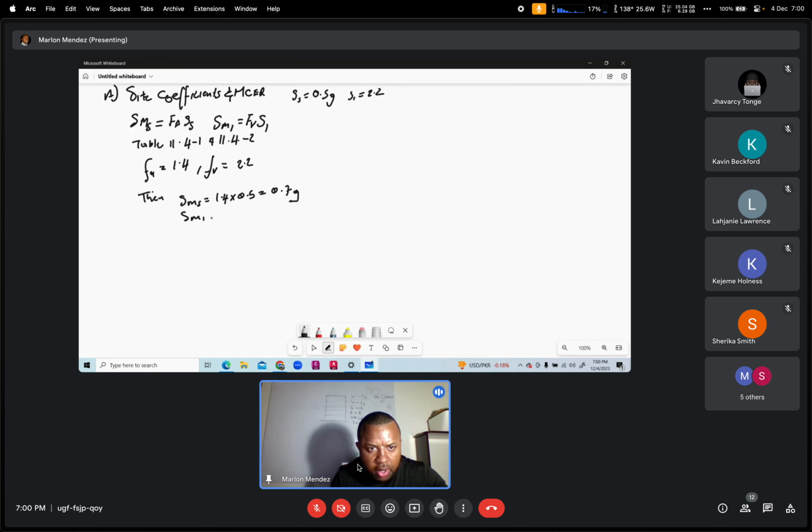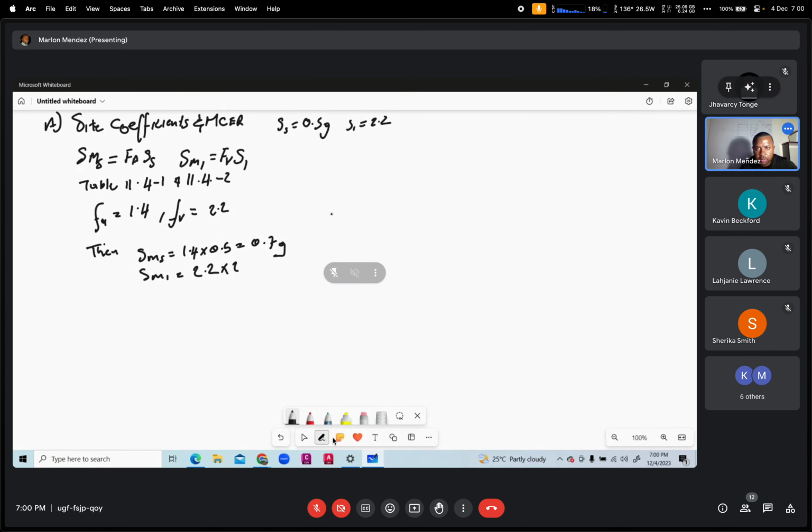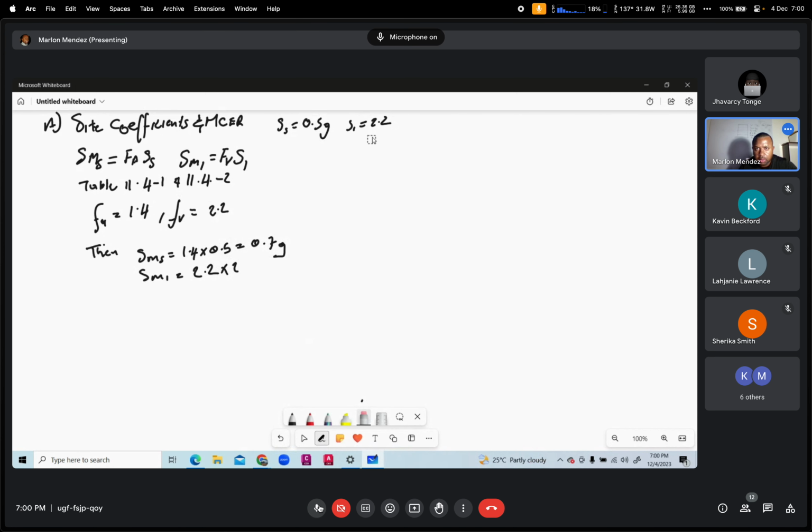And SM1 is equal to 2.2 multiplied by, wait, which one is this? Oh, I see what you were saying, Javarsi. S1 is what? 0.2, sorry. So S1 is 0.2. All right, so this is 0.2.